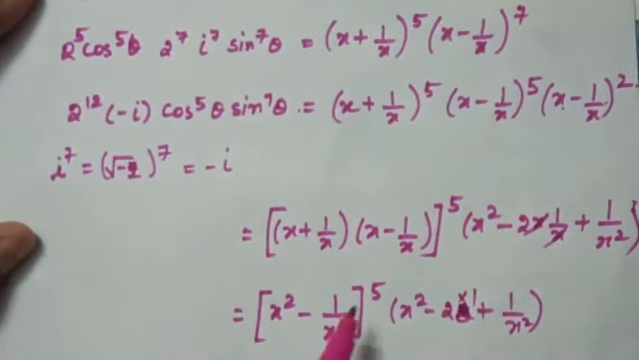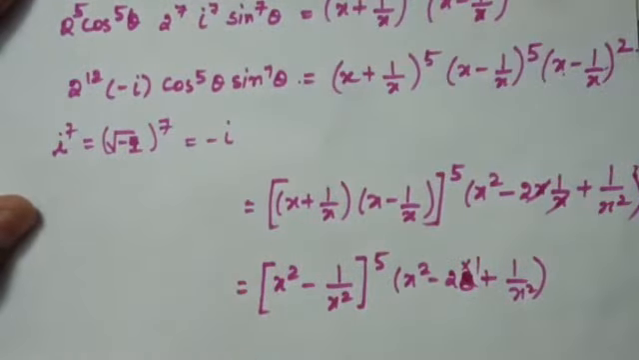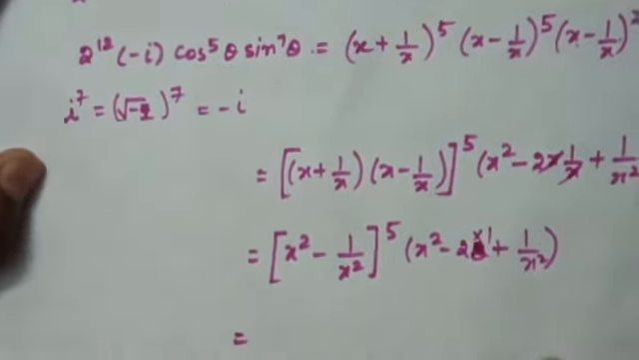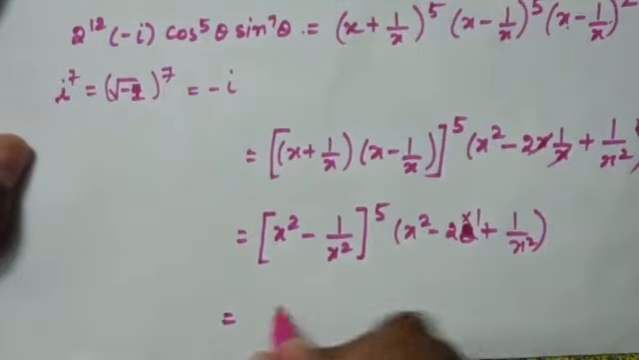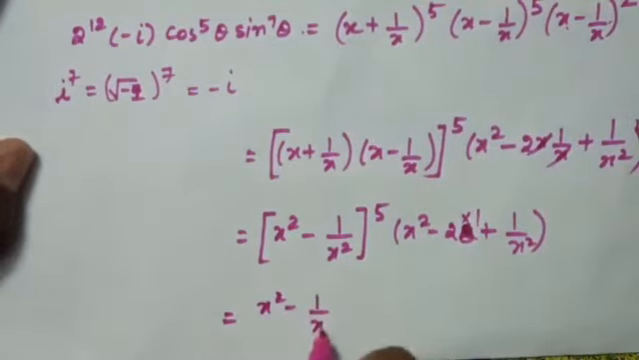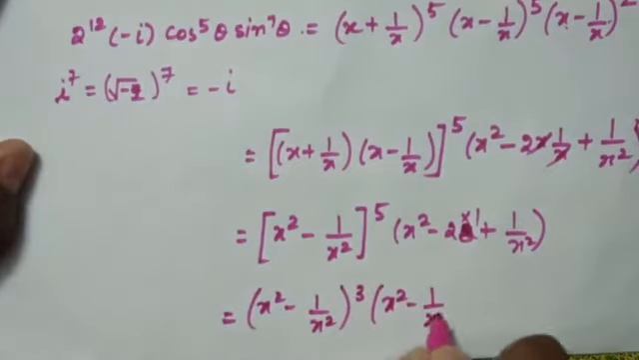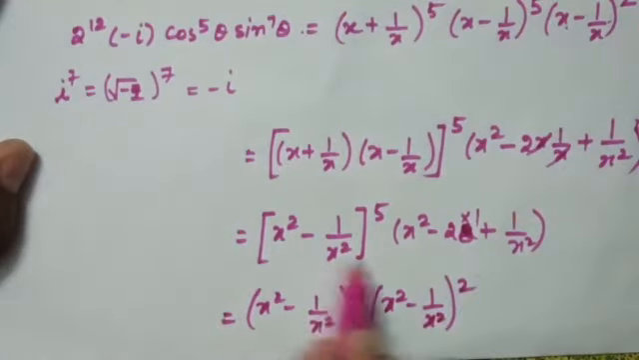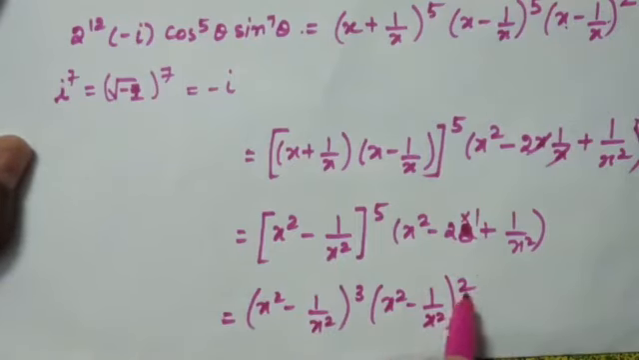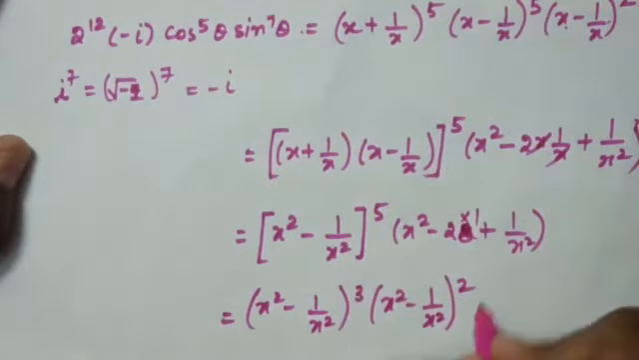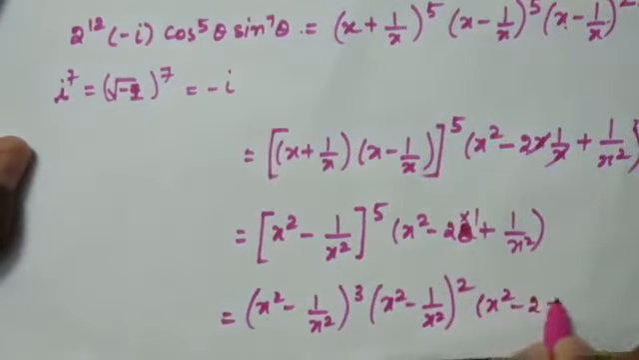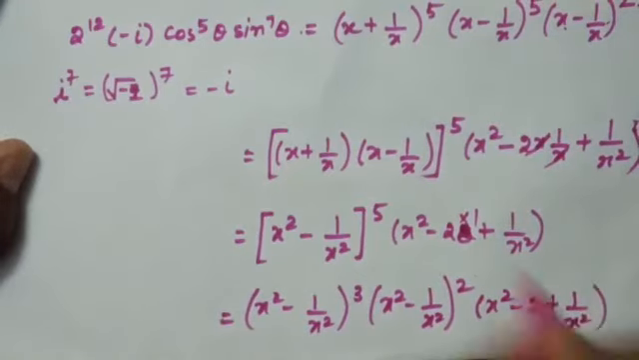So (x squared minus 1 by x squared) the whole power 5 can be expanded or split as (x squared minus 1 by x squared) the whole cube into (x squared minus 1 by x squared) the whole square, so that the power becomes 5. And here we have x squared minus 2 plus 1 by x squared in the previous step, so you have to write this.